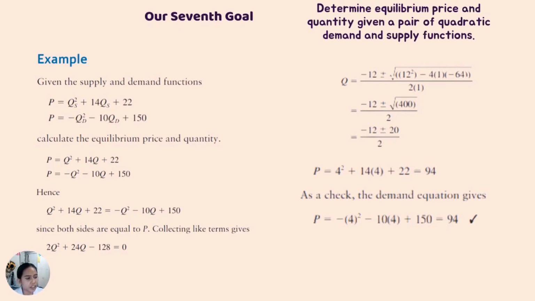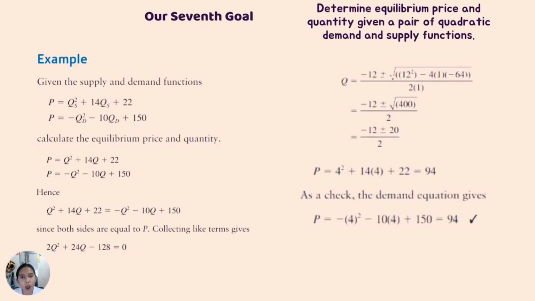So here it is. Q squared plus 14Q plus 22 equals negative Q squared minus 10Q plus 150. Since both sides are equal to P, collecting the terms gives 2Q squared plus 24Q minus 128 equals 0, which is just a quadratic equation in the variable Q. Before using the formula to solve this, it is a good idea to divide both sides by 2 to avoid large numbers. This gives us Q squared plus 12Q minus 64 equals 0. So we knew that A is equal to 1, B is equal to 12, and C is equal to negative 64.